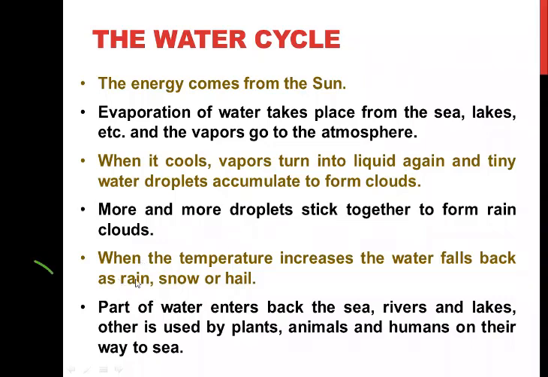And eventually, when the temperature in the atmosphere increases, the water falls back in the form of rain, snow, or hail. Part of the water enters back the sea, rivers, and lakes, while the other part is used by the plants, animals, and humans according to their demand, and eventually that water is again sent to the sea.